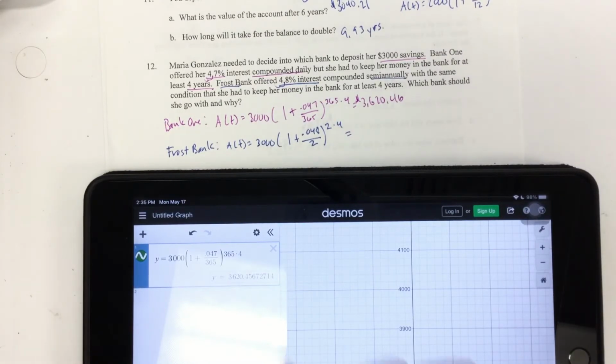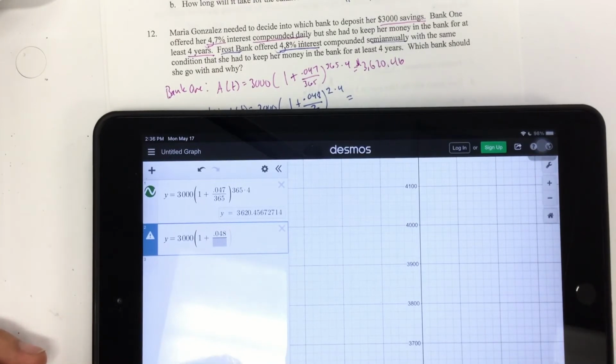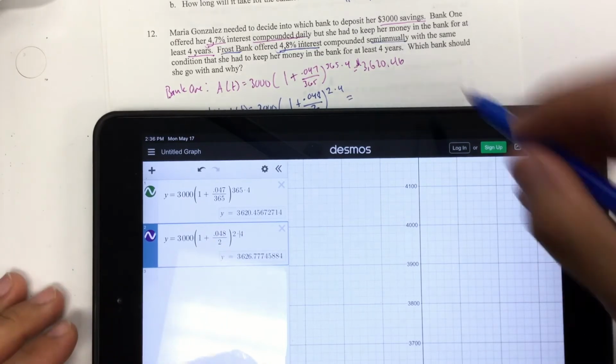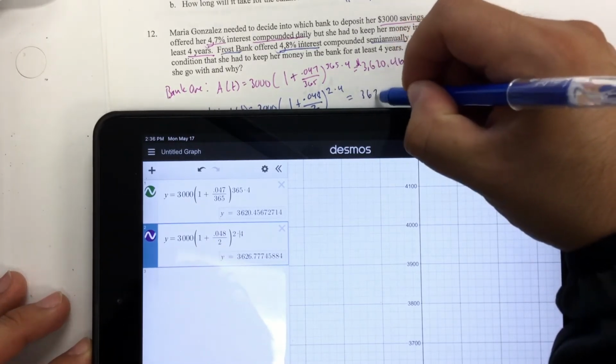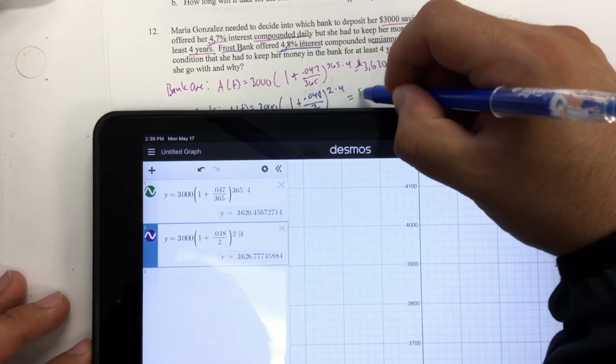For the second one, let's go and do it. Y equals 3,000, parentheses 1 plus, divide 0.048 was the compound this time. Let's see, over semi-annually is 2, raised to the 2 times 4. All right, and this one we can see is $3,626.777, so 78 cents.